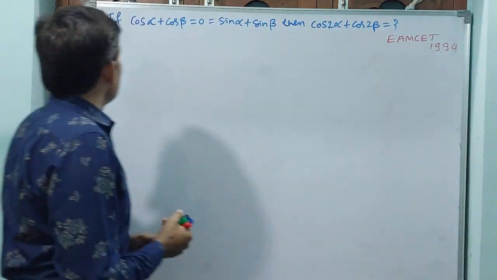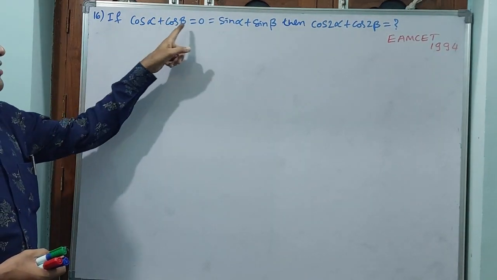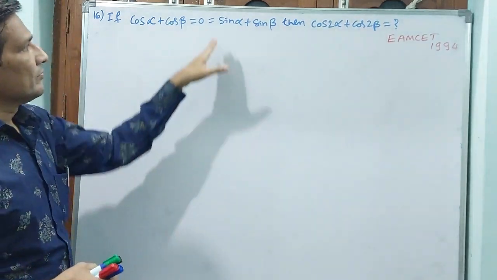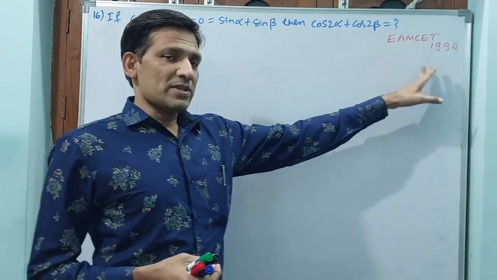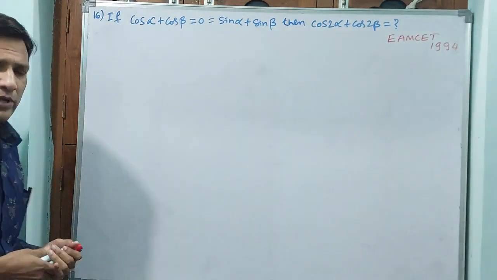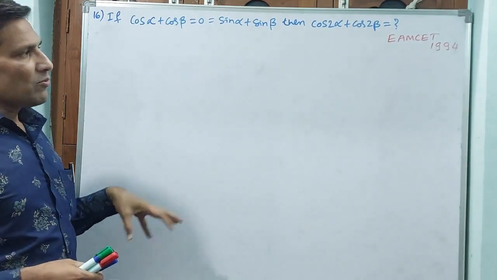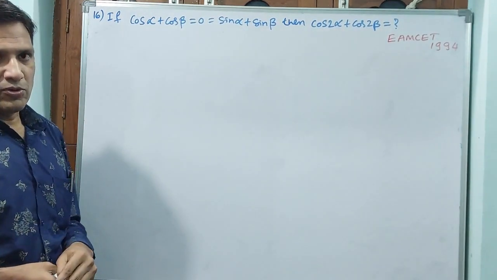See what they have given in question number 16. If cos alpha plus cos beta is equal to 0, that is equal to sin alpha plus sin beta, then cos 2 alpha plus cos 2 beta is equal to how much, they are asking. This question was asked in 1994. Take this as a preliminary question. Afterwards, we are going to take a slightly larger question based on this principle only.